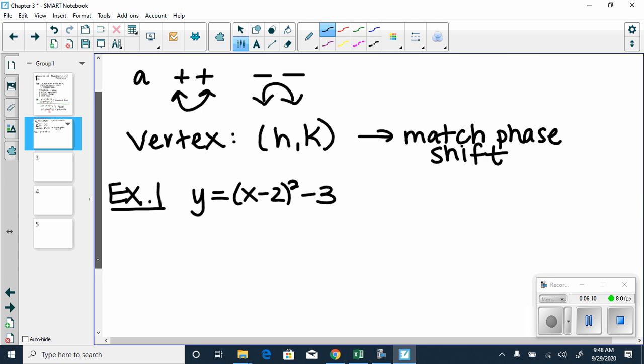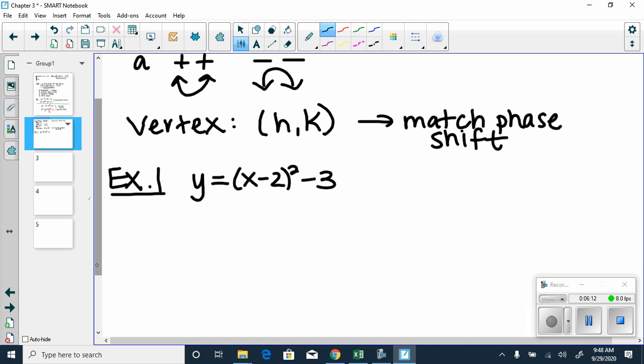Okay, so as far as this first example, A is 1. So when I pick out that A, that does become 1. H is opposite, that is 2. And K does match, that's -3.